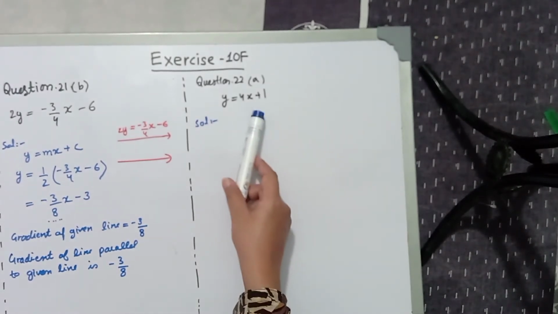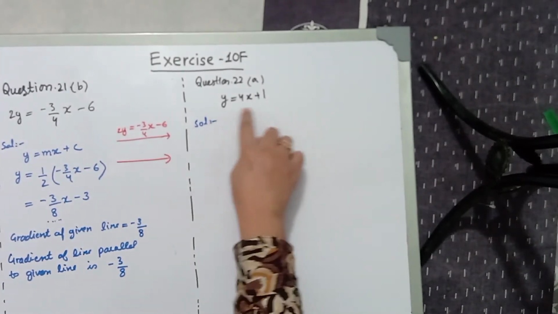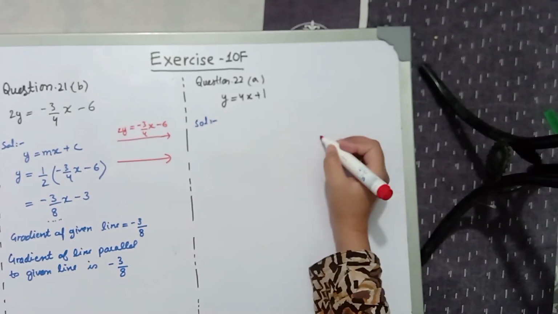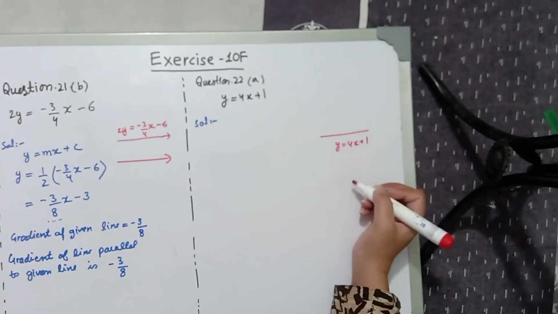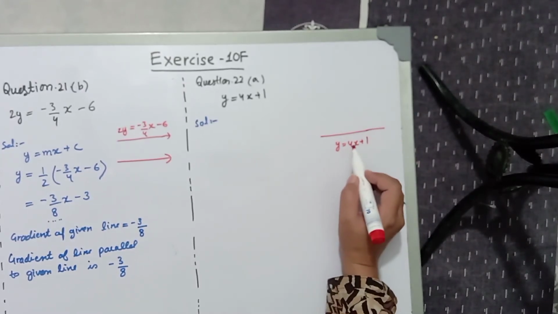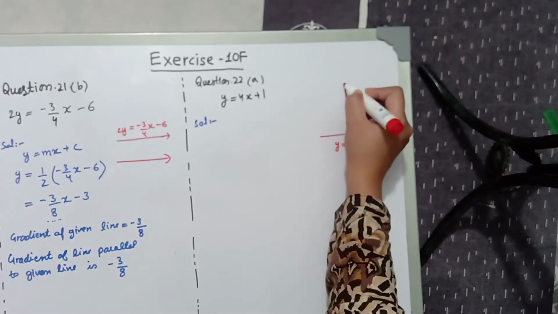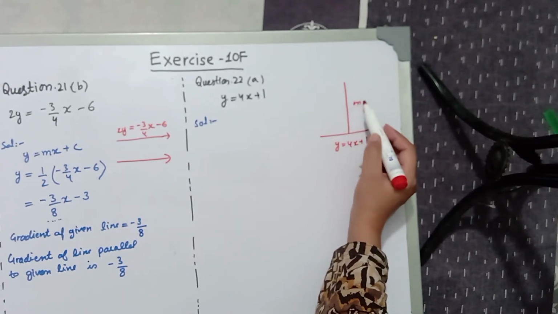Then in question number 22, they have asked you to find the equation of a line which is perpendicular to this line. I have this line y equals 4x plus 1, okay? And then I need to find the gradient of a line which is perpendicular to this line. Perpendicular means that it is making a 90-degree angle with this. I need to find the gradient of this line.